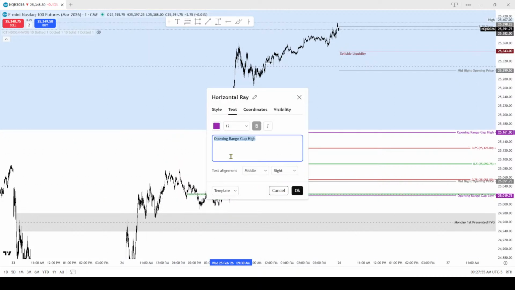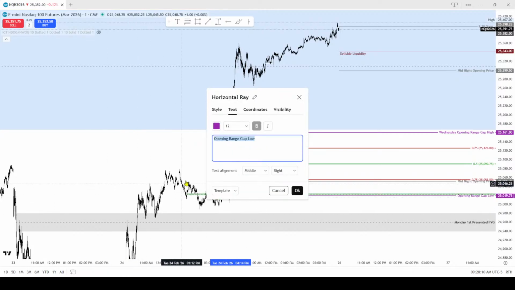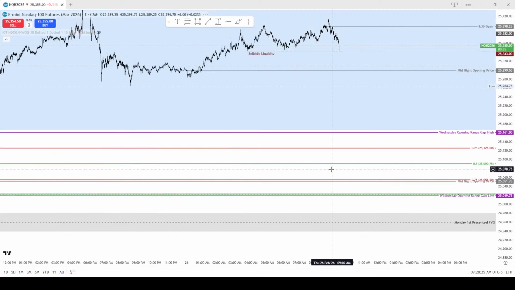So let me label it correctly actually. So that would be Wednesday's opening range gap high, and then we would have Wednesday opening range gap low, because that can be a level where we can see price want to gravitate to fill. So let's see if that can be possible or not.